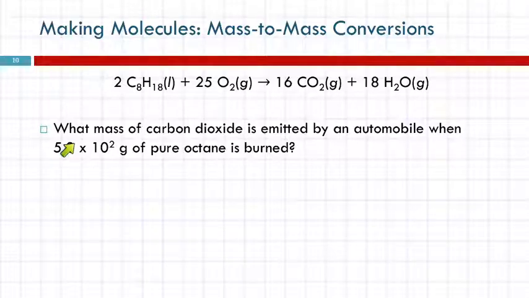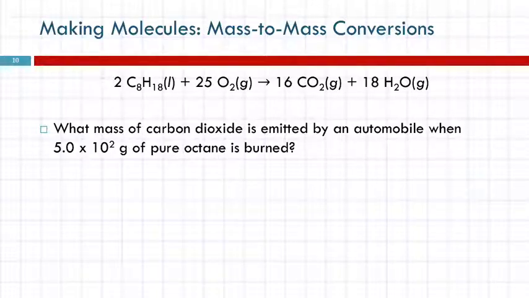So our question here is, what mass of carbon dioxide is emitted by an automobile when 5.0 times 10 to the 2 grams of pure octane is burned? Okay, that could conceivably be a useful thing, right? I'm sure nobody really wants to know the answer, but you can imagine why someone might want to know. So I'm going to take the information here and I'm going to write it under my balanced chemical equation to organize. So this is grams of pure octane.